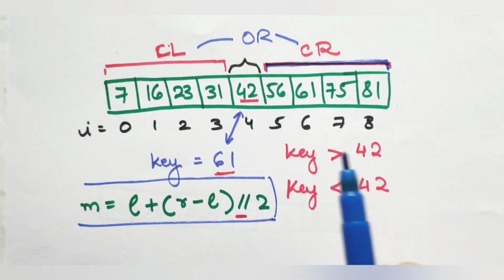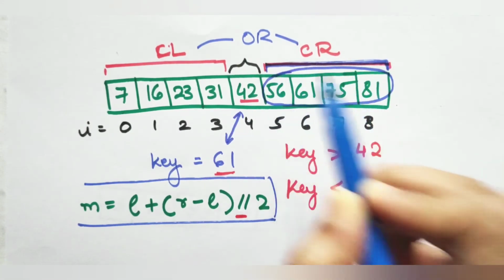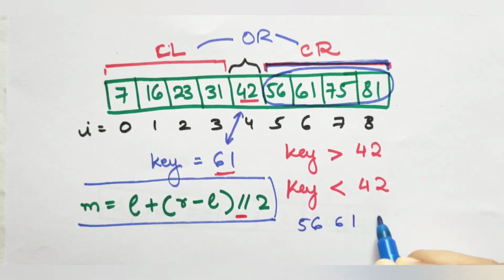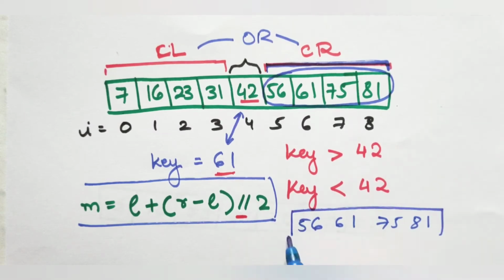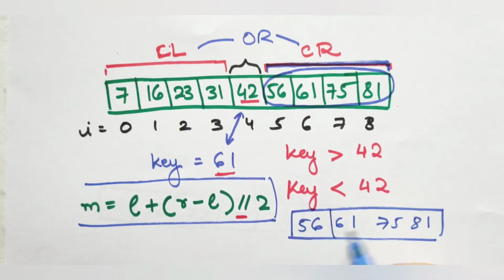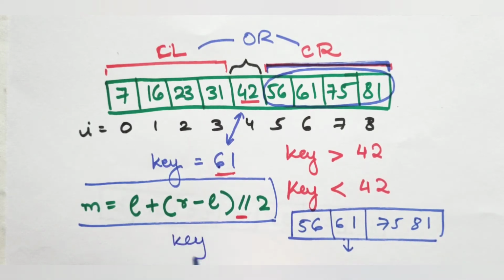And then what it does, it imagines a new array. You form a new array consisting of the numbers. Let me write it down here: 56, 61, 75, and 81. Now, this new array again has all of these operations performed on it. So again, you find a middle element, which in this case will be 61. And now if you can notice, the middle element and the key match. Key is equal to M, and hence our binary search is done.